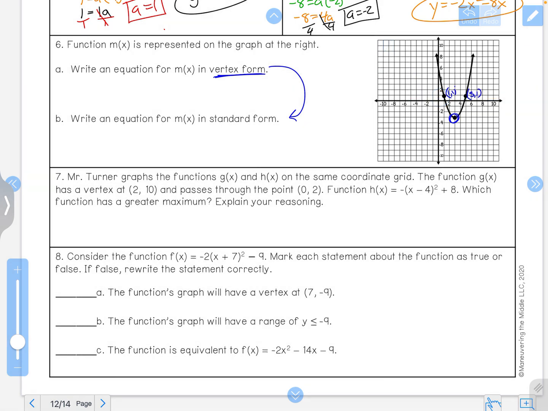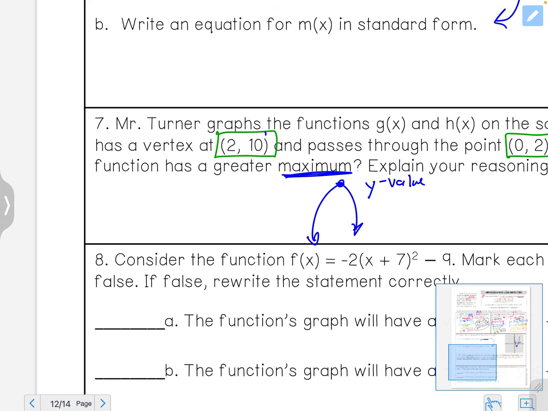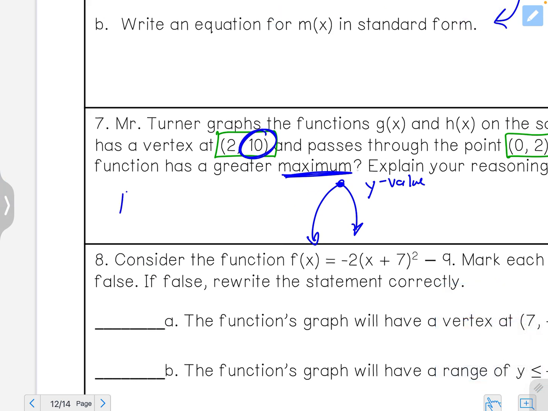All right, Mr. Turner graphs the two functions. One has a vertex at 2, 10 and passes through the point 2, 0. The next function is h of x equals here. So it's asking which function has the greater maximum. Now remember, our maximum is simply our vertex, and our maximum tells us it's the highest point. And our maximum is also the y value of our vertex. So our first function, I'm looking at the y value of our vertex, so the max is 10.